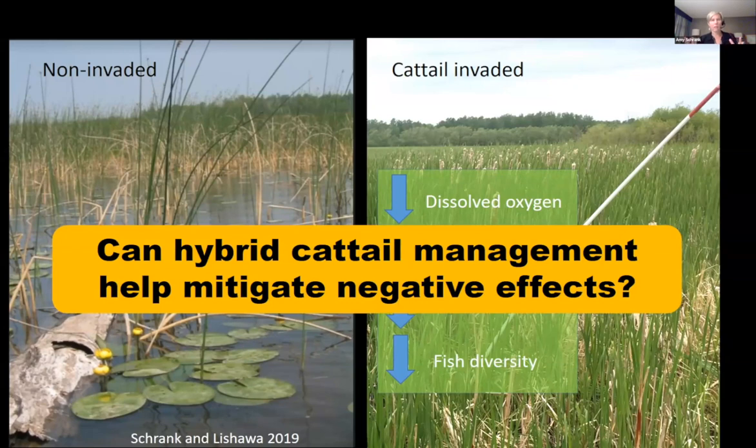So our question then for the work I'm going to talk to you about today is, how can we manage hybrid cattail to help mitigate these negative effects? What can we do about this? So that's sort of the big picture question that our work is asking.